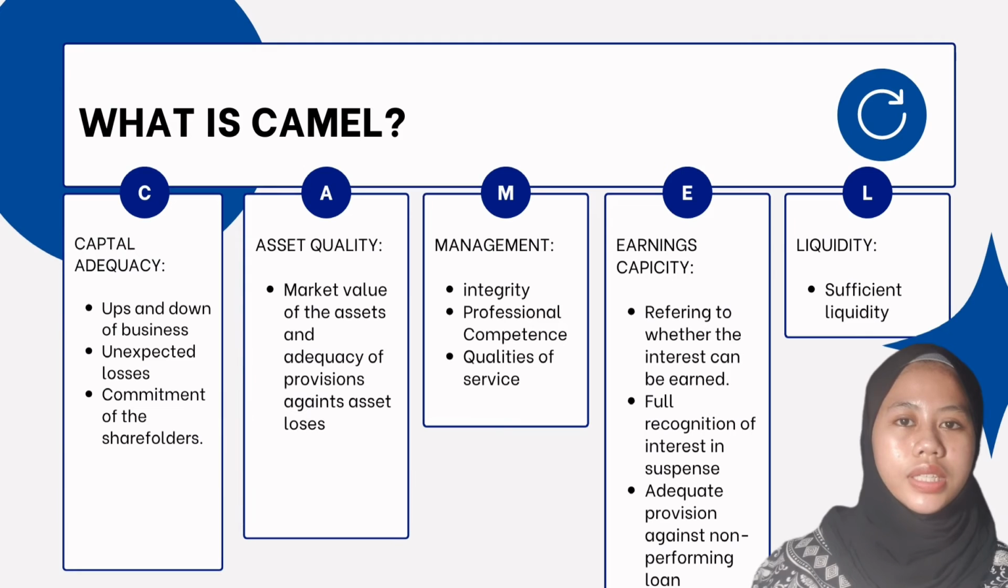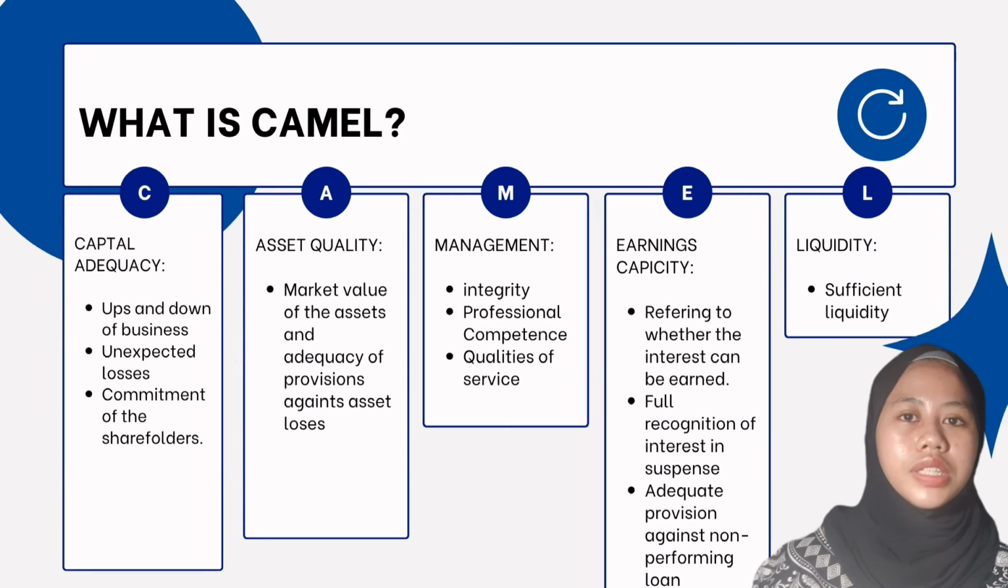Asset quality is related to the market value of the asset and the adequacy of provisions against asset losses. The reasons for loan losses are poor credit evaluation, insufficient risk diversification, connected lending to directors or staff, and criminal breach of trust. Loan losses can occur at many stages of the loan cycle.